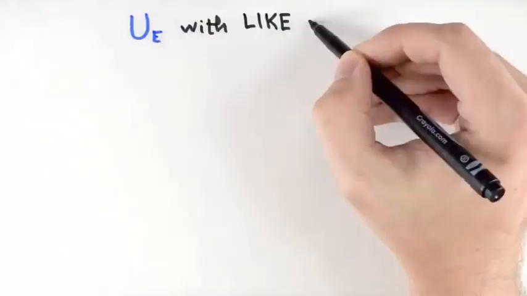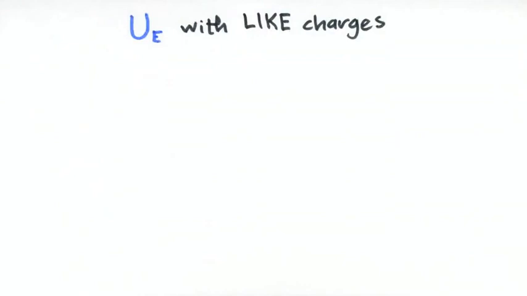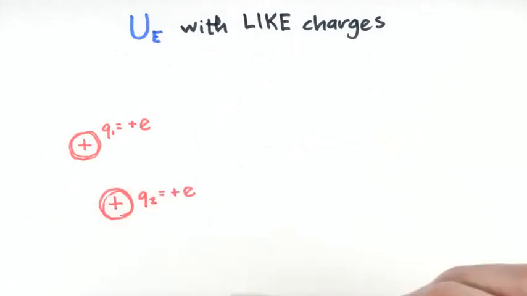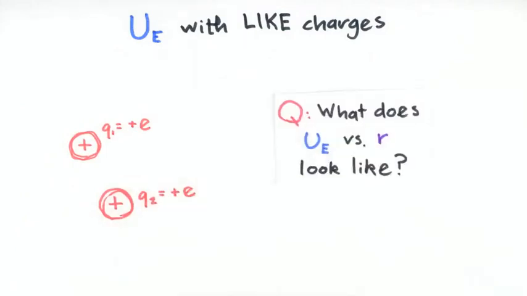Now, for completeness, we also need to consider the case where the electric interaction is repulsive, say, where the charges have like sign. So, for concreteness, let's consider the case where the charges are both protons. What would the electric potential energy look like? Give this a try.